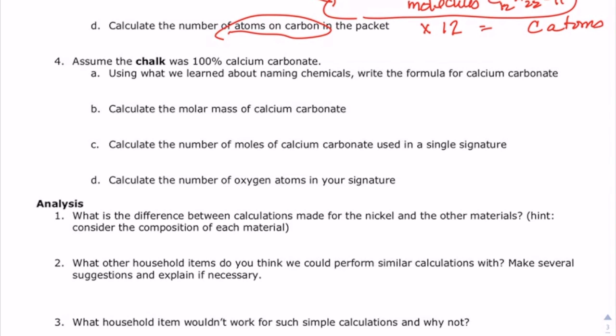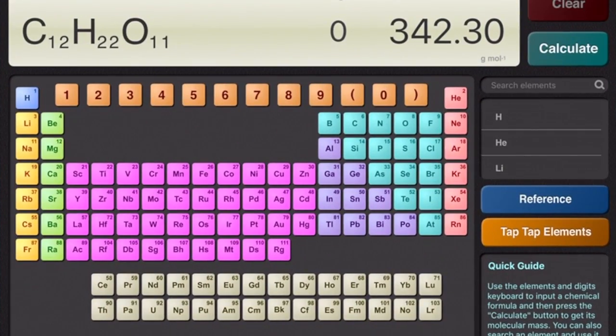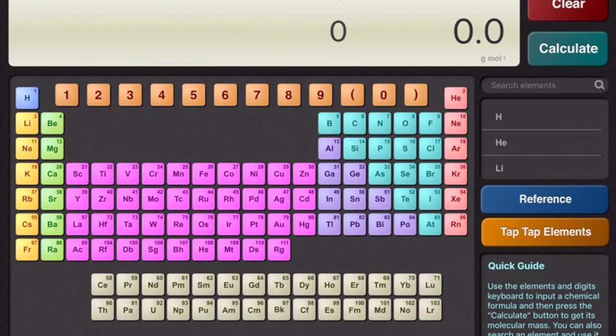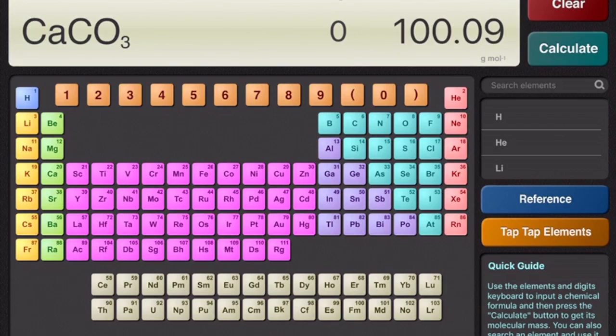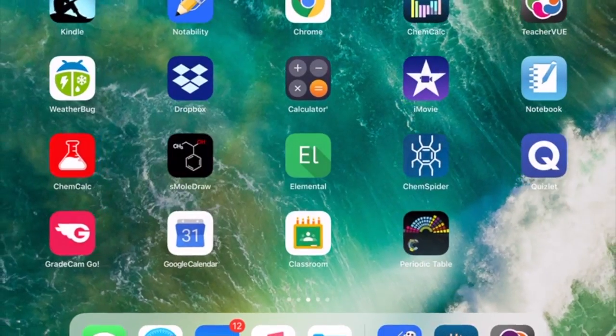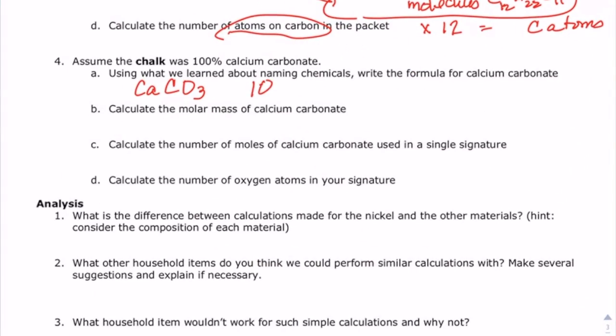Using what we learned about naming chemicals, which we haven't done yet, write the formula for calcium carbonate. Hopefully you remember CaCO3. If you don't remember that, hopefully you Googled it. What's the molar mass of calcium carbonate? CaCO3 is 100.09 grams in 1 mole.